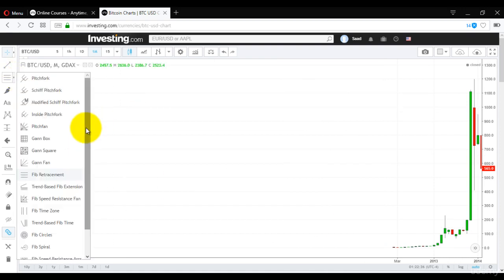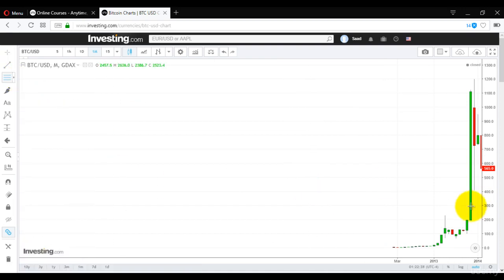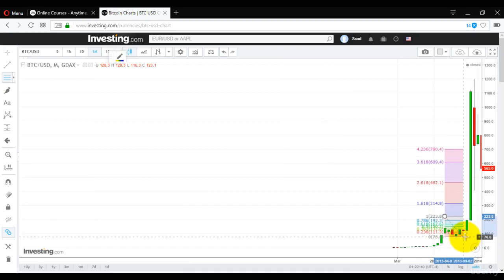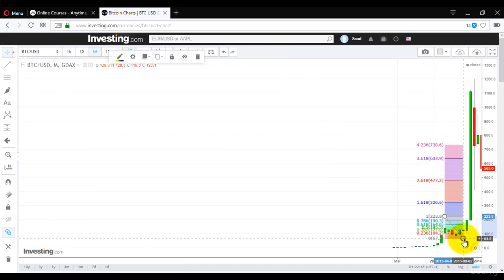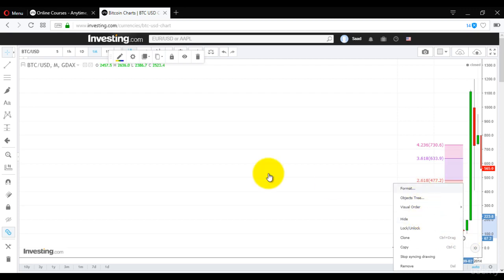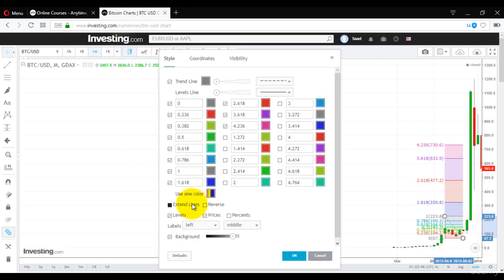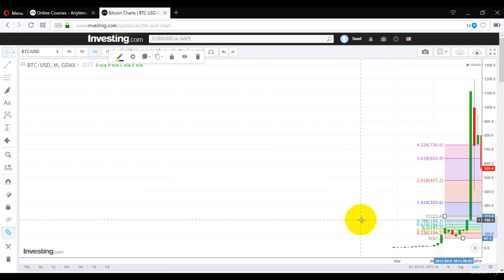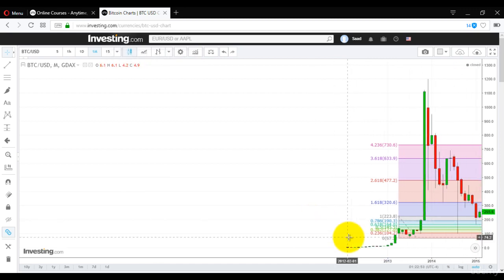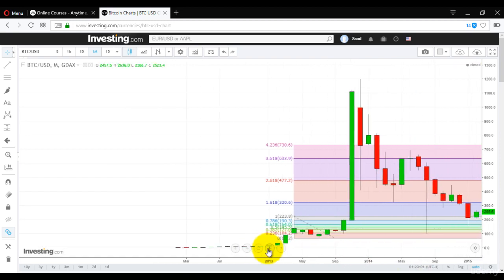You need to select it again. This high till this low, and if you select format and extend lines, you see the future. Here you go. We selected from this high till this low, and once it went up, let me zoom in to show you in detail.